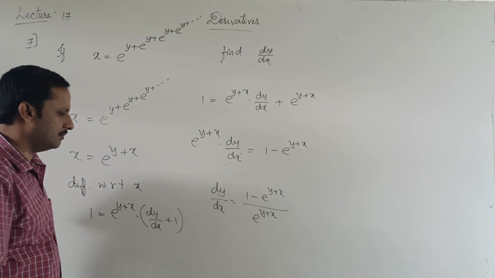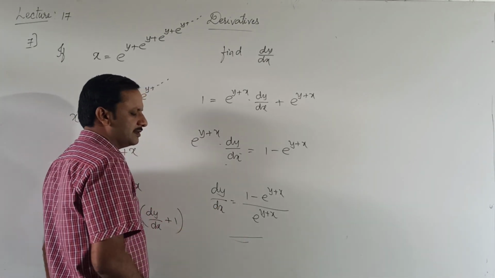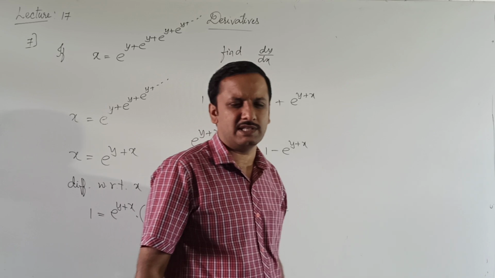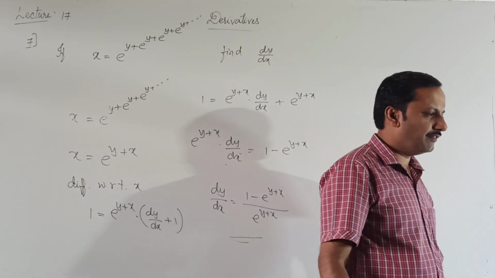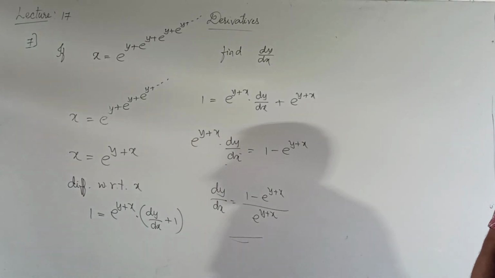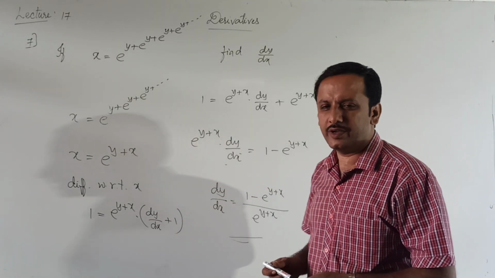Okay? So that's all. We need not simplify this one. This much is enough because the question is only to find dy by dx. They have not asked us to prove anything. Okay? So with this I will stop today's class. So with this we have come to the end of derivatives of implicit functions.